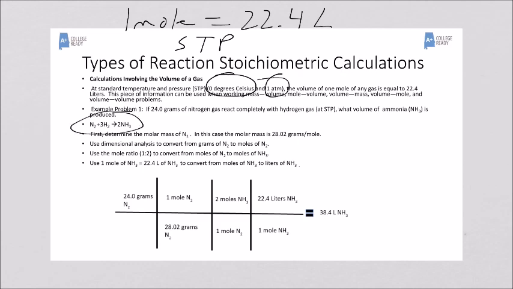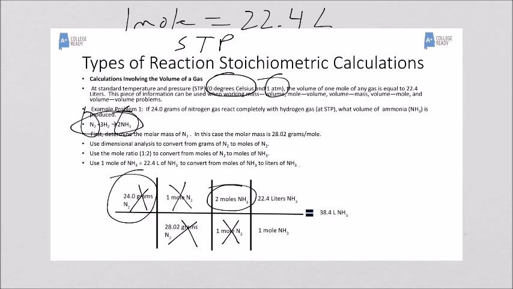We start with 24 grams on the upper left-hand side of our factor label chart. We're first going to use the molar mass of nitrogen gas to convert that to moles. The grams portion of that conversion factor goes on the bottom, so we can cancel out grams. Next, we're going to use the mole ratio. The mole ratio between nitrogen and ammonia is 1 to 2. The nitrogen portion has to go on the bottom of our chart, so it can cancel. The 2 moles of ammonia go on top.